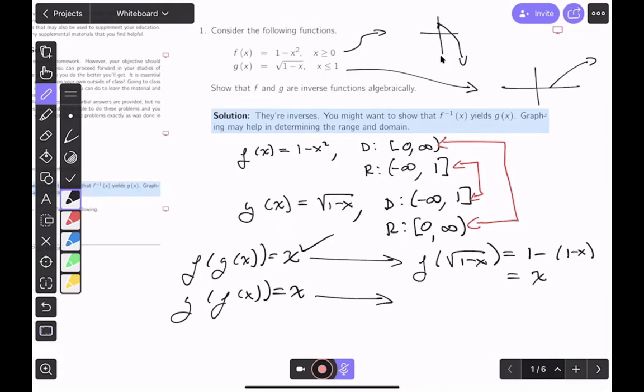Let's do this. This is going to be g of f of x. What's f of x? 1 minus x squared. And what does g do? Well, it's the root of 1 minus that thing. So I'll write that down, 1 minus that thing.